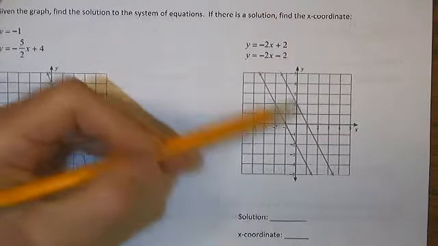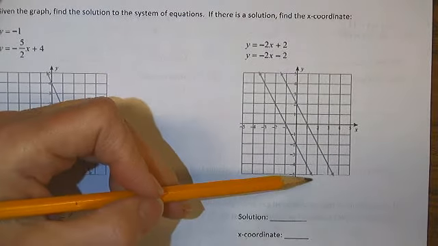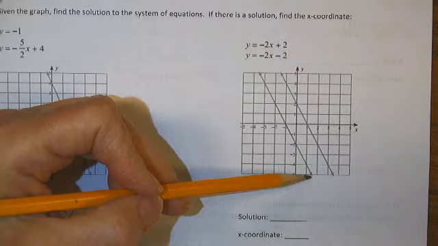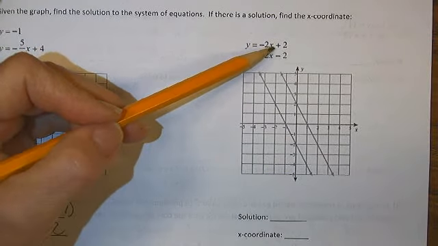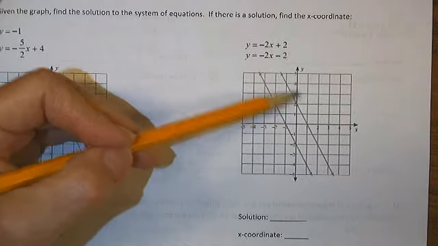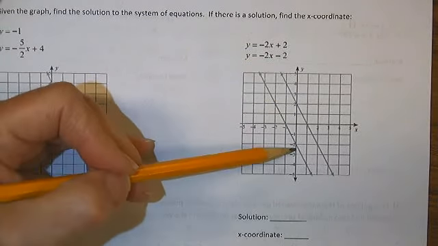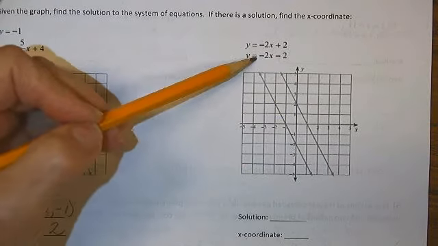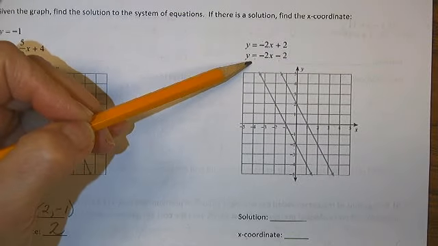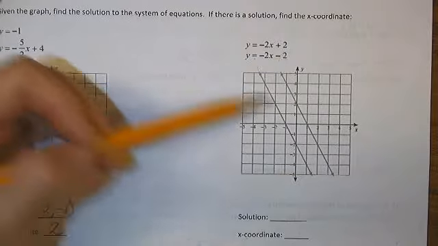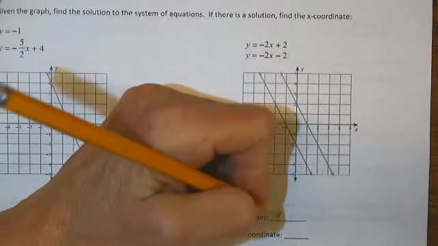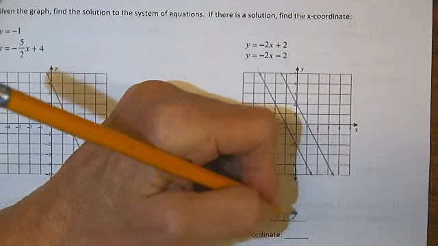Here we have what appear to be parallel lines. We don't want to judge by appearances, so what are we going to do? We're going to look at the y-intercepts, plus 2 and minus 2. The slopes are the same, and the y-intercepts are different. These lines are never going to cross. There is no solution.